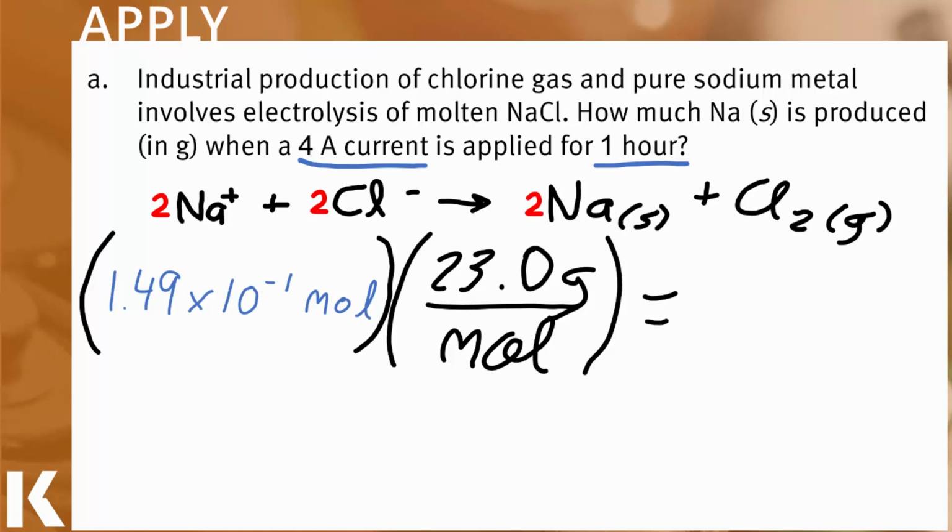Looking up the atomic weight of sodium, which is 23 grams per mole, and then applying that to the number of moles that we're actually able to produce, we find that over that time, with that current, we'll produce 3.47 grams of solid sodium metal.